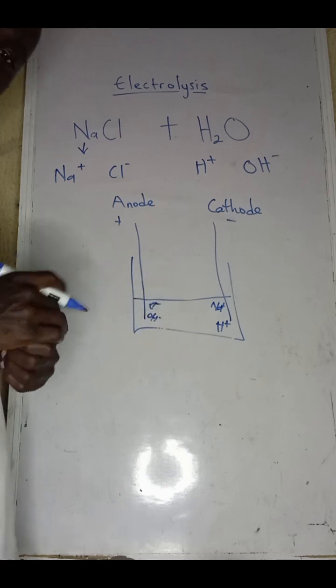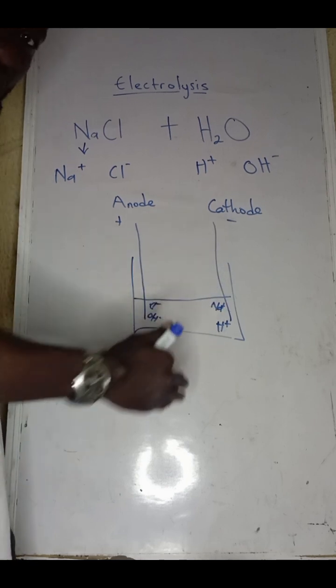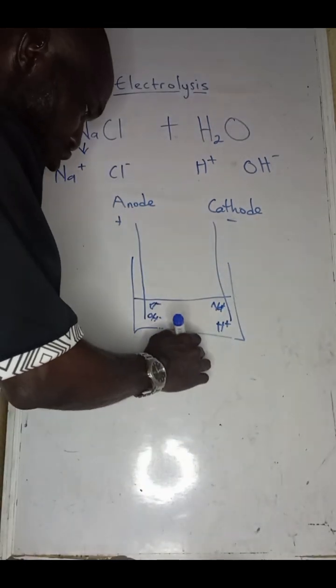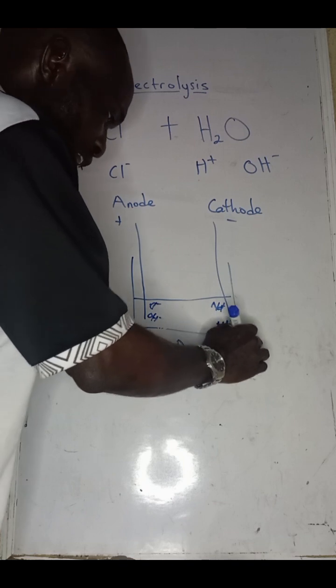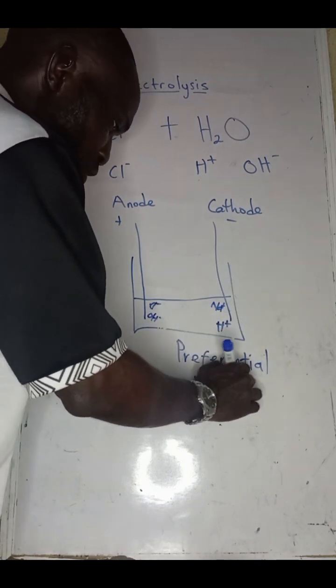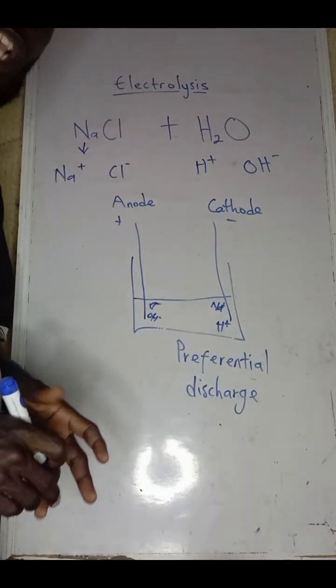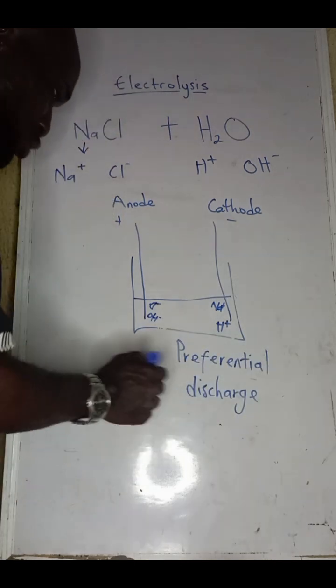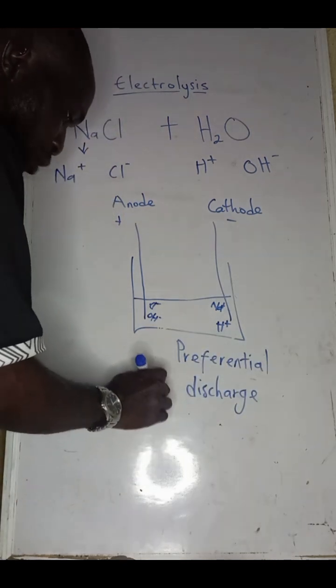So what do we now have again? We now have that they will be discharged. Now, there's something we call preferential discharge. Preferential discharge is telling us about how some of them will be discharged over some of them, preferentially. Now, according to what? According to the activity series. How reactive are they?